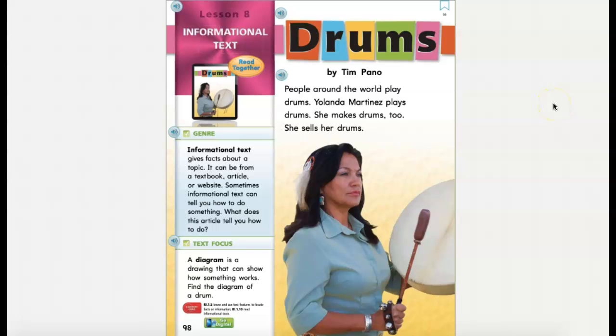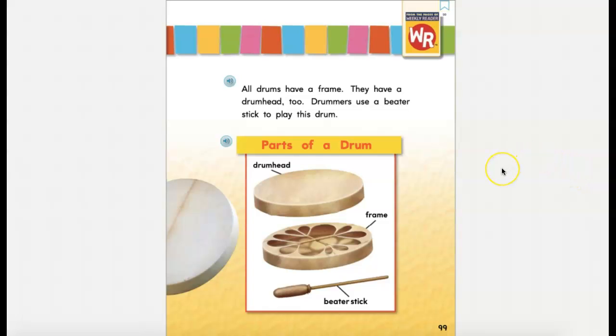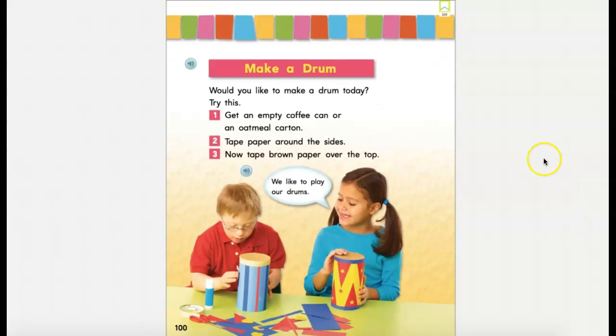So in our story, Drums, we learned about the instrument drums. We saw a diagram that showed the parts of the drum, and it also gave us directions on how to make our own drums at home. Now this week, I also posted a video showing some instruments that we could make at home. If you got permission to make an instrument, maybe you could follow these directions on this page to make a drum at home.